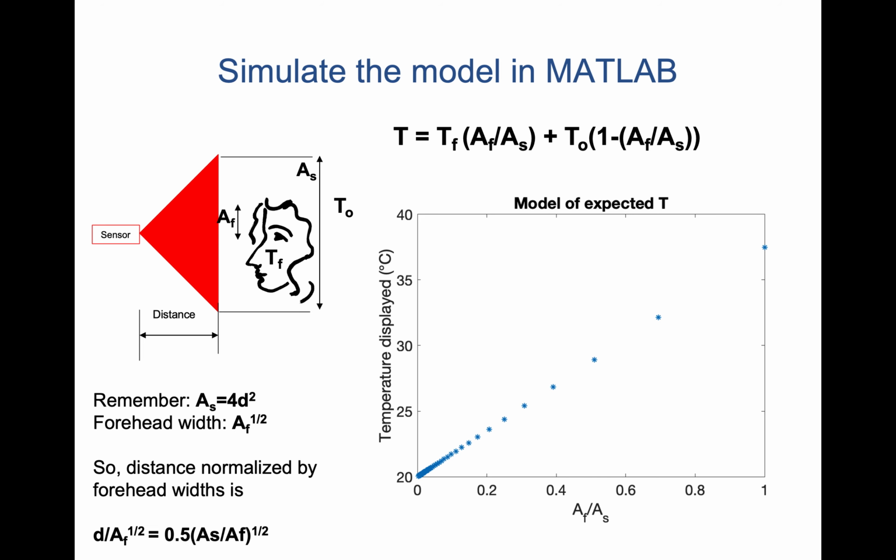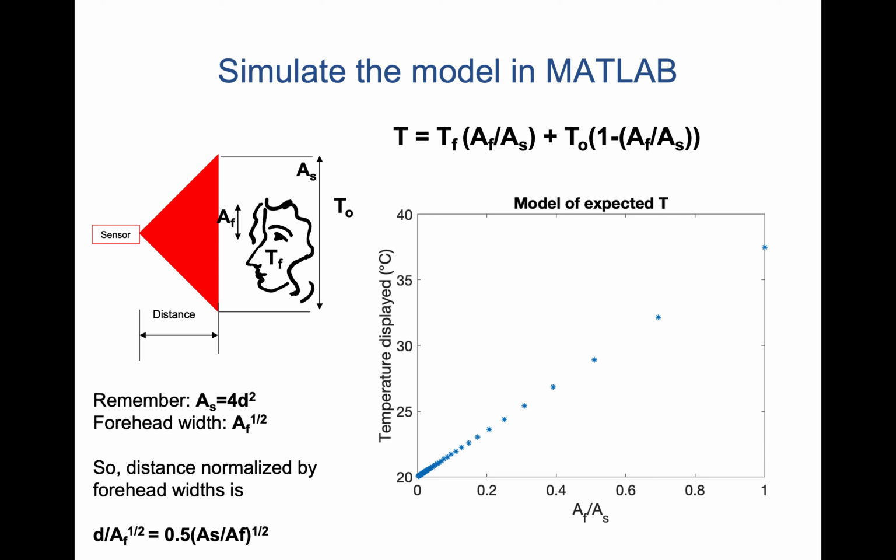So we can put in the equation for AS is equal to 4d squared, and the forehead width is the square root of AF. And so the distance we could measure in millimeters, but we sometimes like to, in a model, use normalized terms. So we could say the distance divided by the forehead width, which becomes a dimensionless number, is 0.5 times the square root of AS over AF.